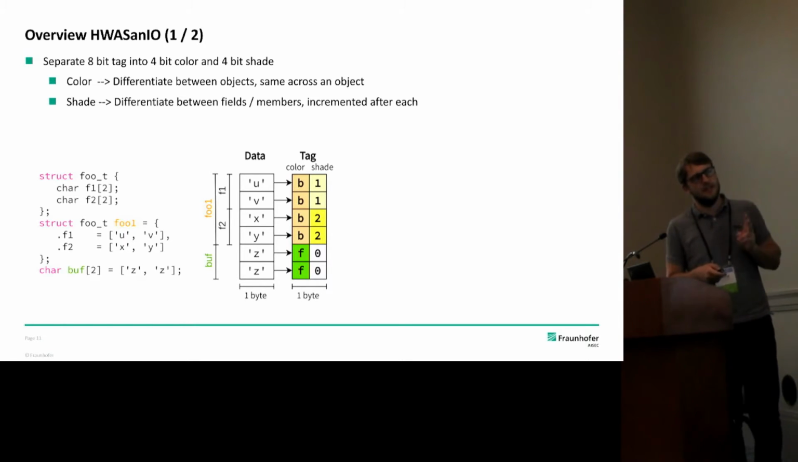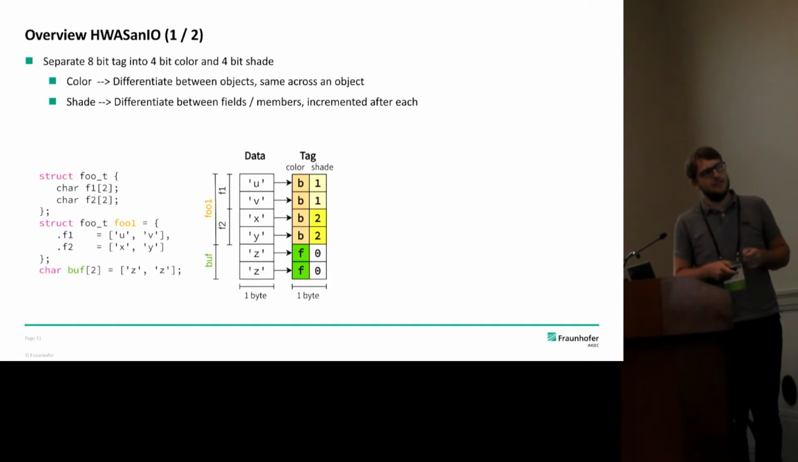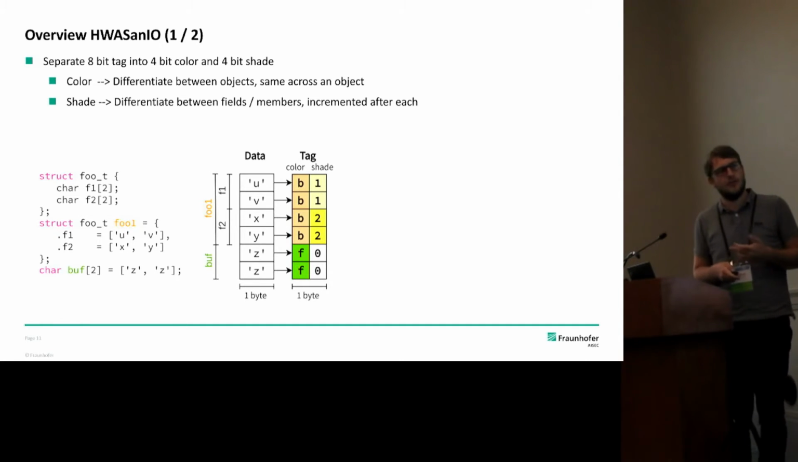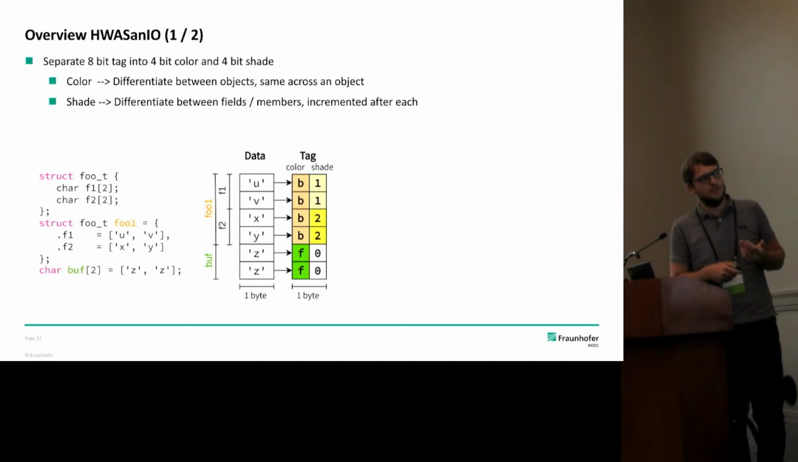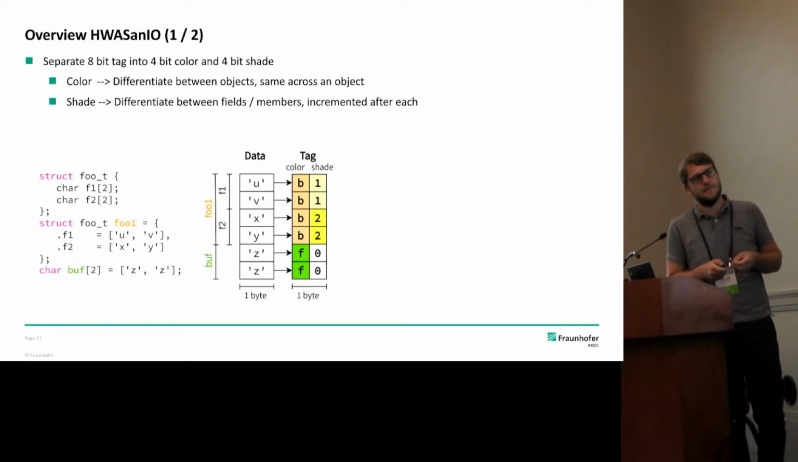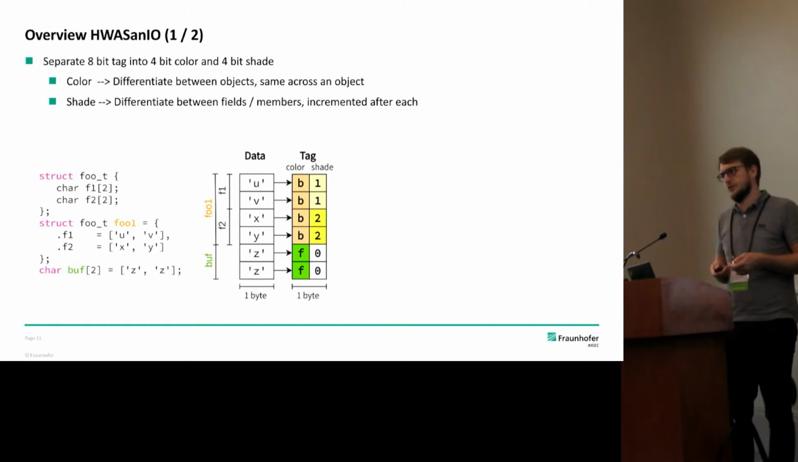So the first struct will have the color part all set to the B value, which means that the tag stays the same across the object. But between the struct fields, so F1 and F2, we have different shades. So let's assume that we have an overflow in our program because we misused a pointer to this field. Then the moment we reach this second value, X, the shade is different and the program will crash.